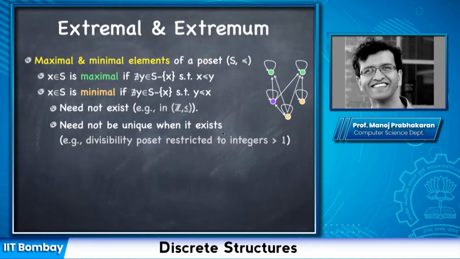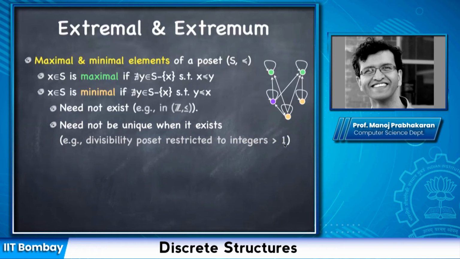But if you restrict yourself to integers which are strictly greater than 1, so if you allowed 1 also, 1 would be the minimal element, 1 divides everything and nothing else divides 1. But if I exclude 1 from my poset, then the minimal elements are all the prime numbers. The prime numbers are not divisible by anything other than 1, which is excluded, so they're not divisible by anything in the set. So there is no A such that A divides a prime number other than the prime number itself.